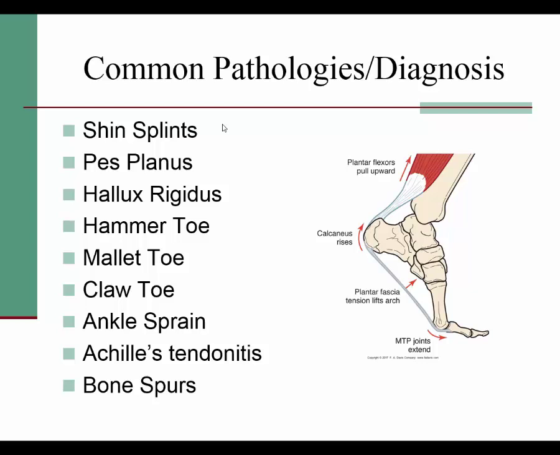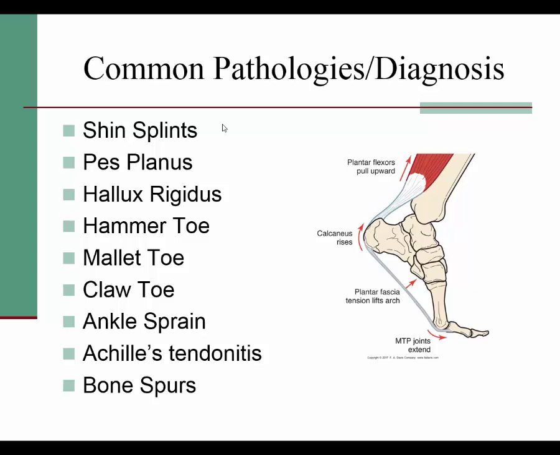And then pes planus, which is the flat foot. Hallux rigidus, we don't talk too much about, and these are all, I think they're in your book. I'm pretty sure they are. Hammer toe, mallet toe, claw toe. I think I've got a few pictures coming up. And then ankle sprain, we discussed a little bit about that. Achilles tendonitis and bone spurs.